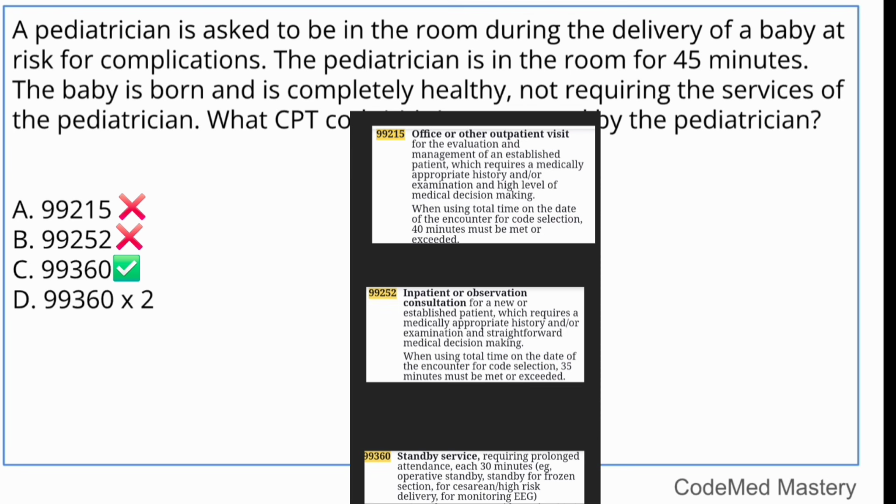Always remember that if the time is between 30 to 59 minutes, then we will code 99360 once. If the time is between 60 to 89 minutes, we will code 99360 twice. And if the time is between 90 to 119 minutes, then we will code 99360 thrice. This is an important trick to use the code 99360. Make a note of it. The right answer is option C.